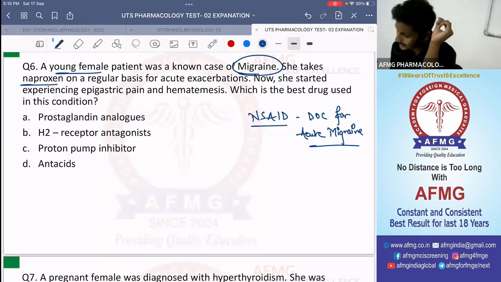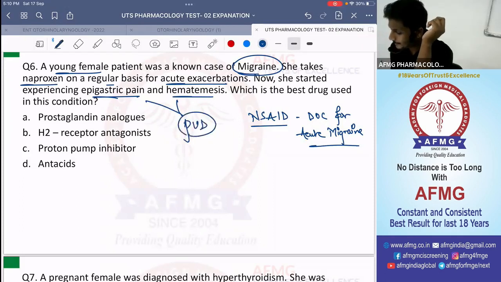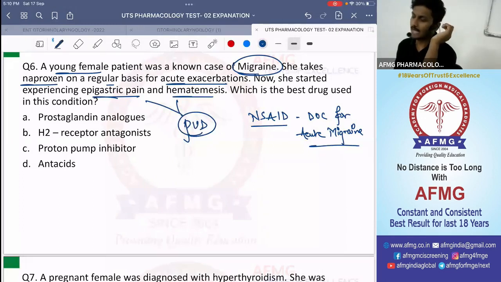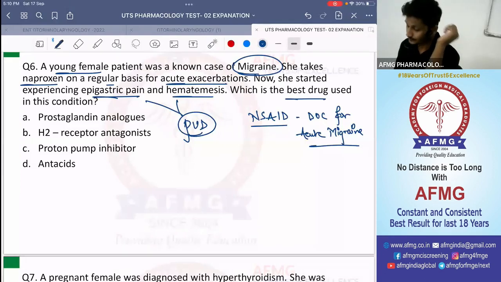So for acute exacerbation, she was taking naproxen, that is an NSAID, on a regular basis. Now she started experiencing epigastric pain and hematemesis. So due to prolonged use of a drug like an NSAID, she has developed epigastric pain and blood in vomiting, that is hematemesis. That is likely suggestive of which condition? Peptic ulcer disease. On prolonged use of NSAIDs, the patient will develop PUD, that is peptic ulcer disease, and that causes bleeding as well. Which is the best drug to be used in this condition?